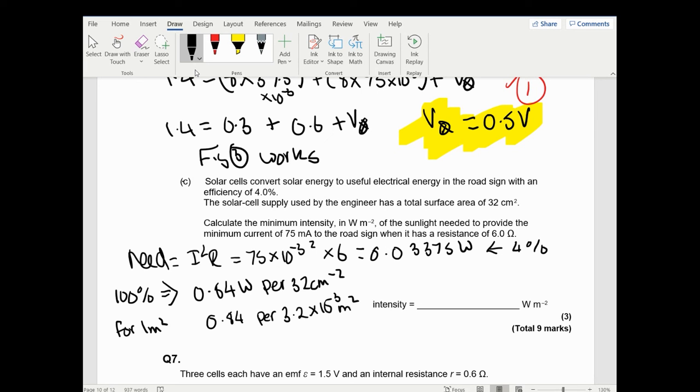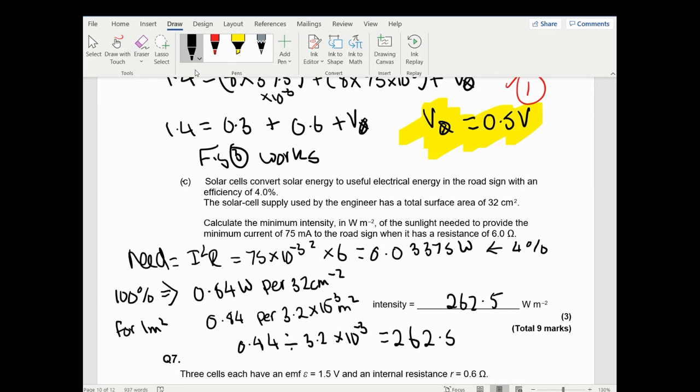So 0.84 divided by 3.2 times 10 to the minus 3 will give it to me in meters squared. So that's 262.5. So it implies that this is what I've worked out. This is a 3-mark question.